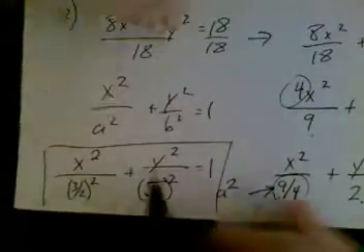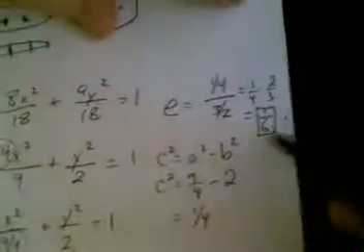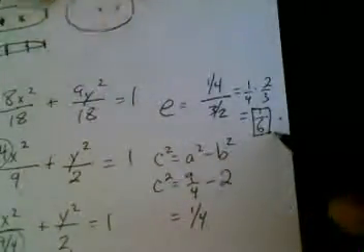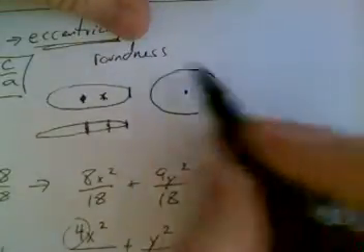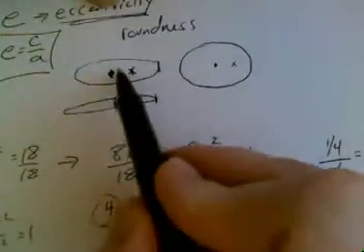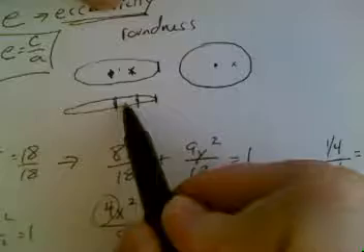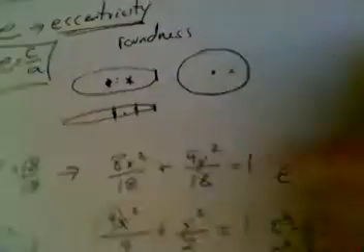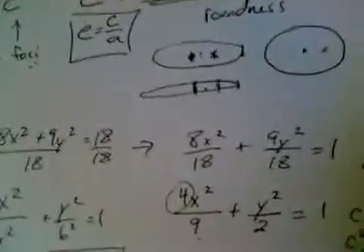They're relatively close together. So my eccentricity is a small number, which means that it's going to look closer to this. It makes sense: the higher the eccentricity, the more elongated this information is going to be. Okay? So that completes example 12.